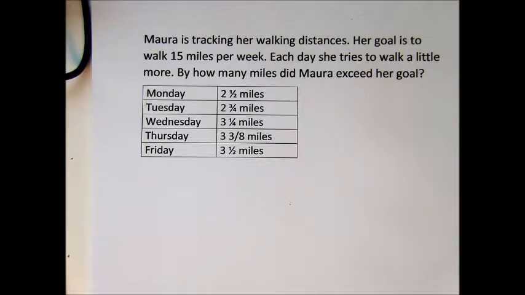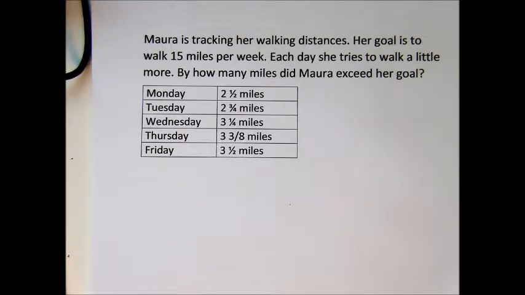So if her goal is 15 miles, I want to understand that question. How many miles did Mara exceed her goal? Exceed means going beyond. So if her goal is 15 miles, Mara went beyond the 15 miles. So she walked more than 15 miles. So I'm going to have to find the difference between the amount that she actually walked and her goal of 15. So difference is going to mean I'm going to have to subtract.